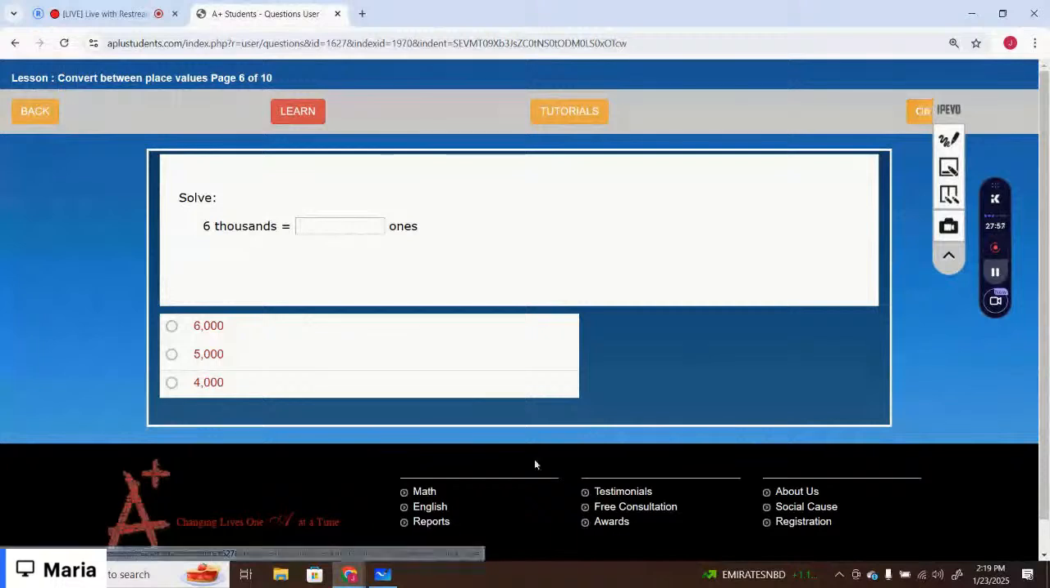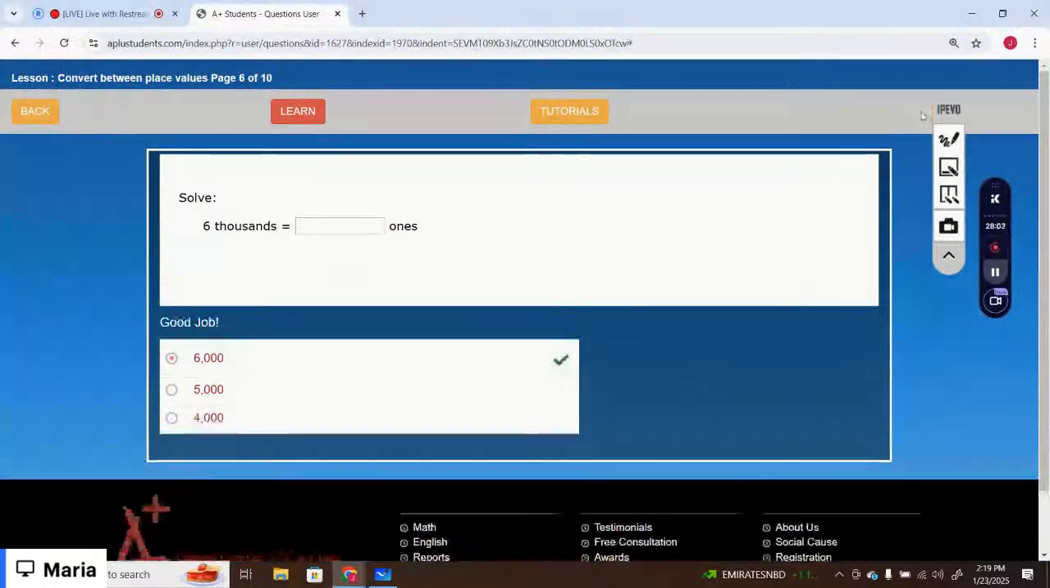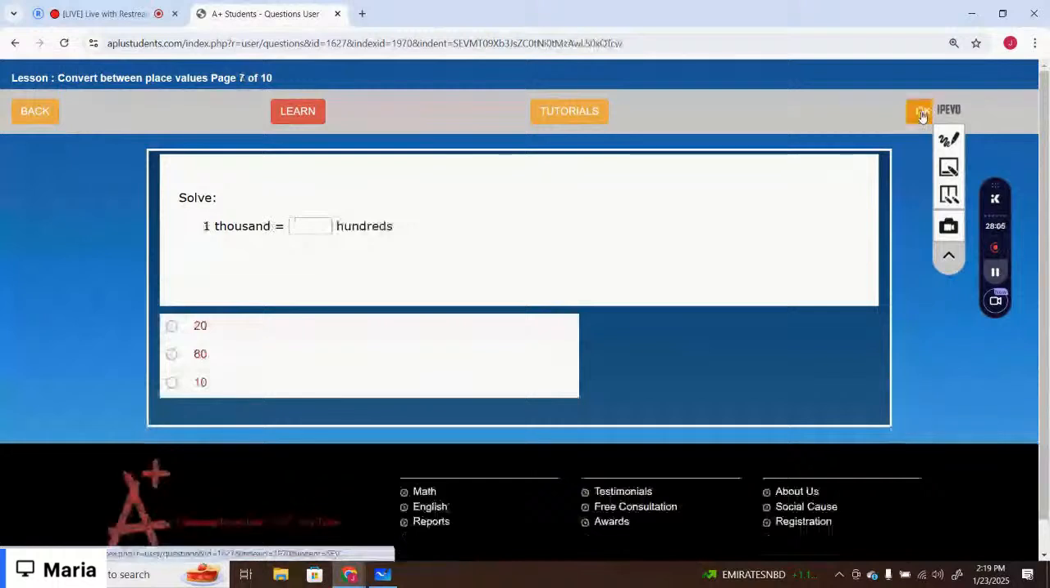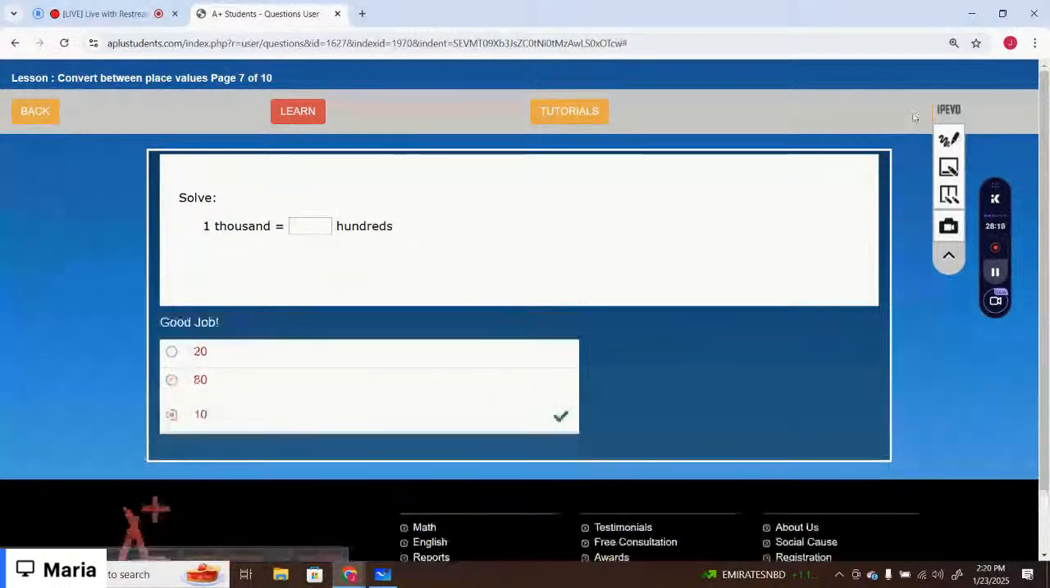That is 6,000 ones. Option number 1 is the correct option. Very good. 1,000 is equal how many hundreds? 1,000 equals 10 hundreds. The correct option is 10. Very good.